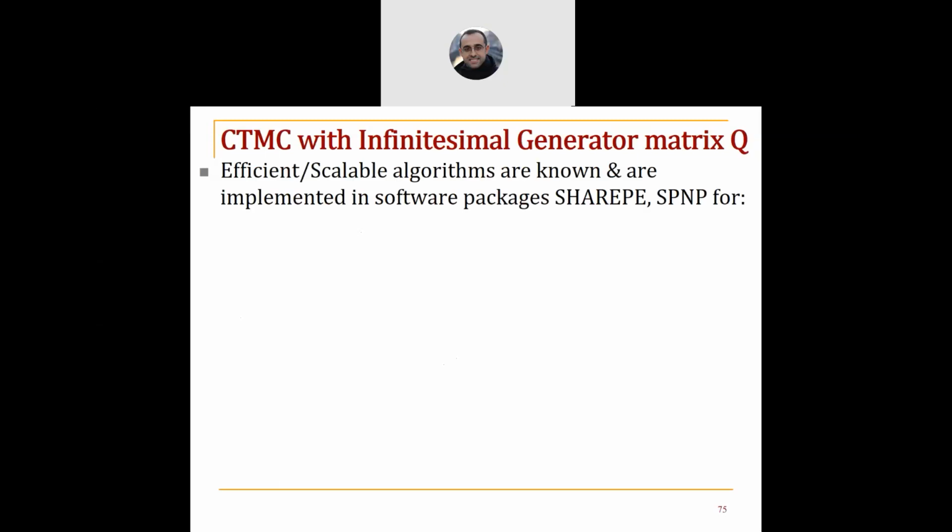So when we have a Markov model, in this case, a homogeneous continuous time Markov chain, it is represented internally by a generator matrix, which we label as Q. And we have efficient scalable algorithms that are known and implemented in software packages such as SHARPE and SPNP and many others. So steady-state behavior-wise, if you want steady-state analysis of the Markov model, we are solving a vector matrix equation phi Q = 0, subject to phi 1 = 1. So this is a linear system solution is what we're doing, except that the Q matrix may have million by million states.